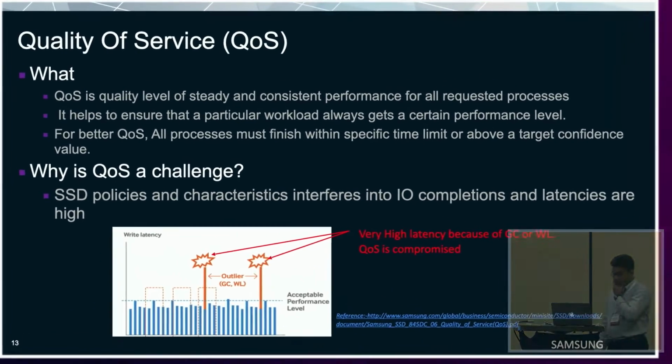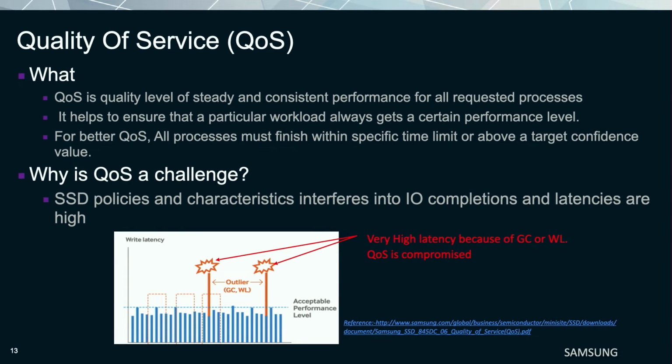So till now in general we covered the basics of NAND, SSDs, and firmware policies, right? Now come to quality of service. So what is QoS? QoS is a quality level of consistent performance for all the requested processes. All the processes must finish within a certain specific time limit, or certain target confidence values. So when any outstanding IOs are there, they have to finish under certain time limits. That is the basic of quality of service.